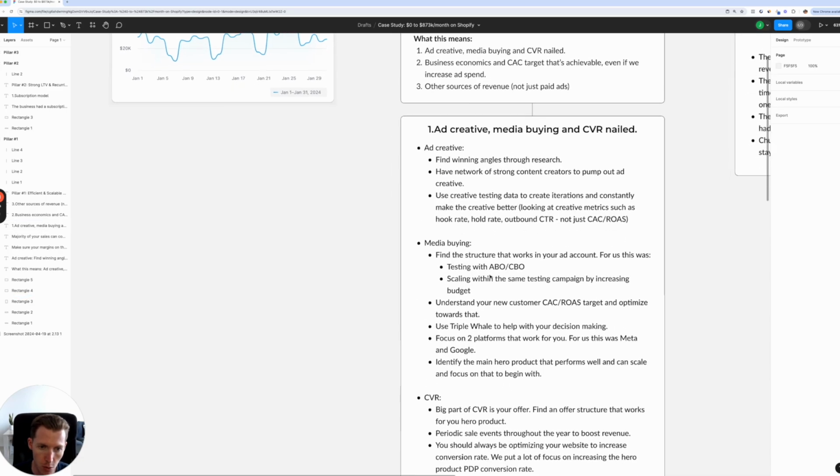So with our ad creative, media buying, and conversion rate, ad creative is really finding winning angles through research. And having those winning angles is going to be the strongest part of your creative, because once you find those winning angles, you can go deeper and deeper into them. But what's important is that you don't just rely on one angle, and that you have multiple angles working that you can use, right?